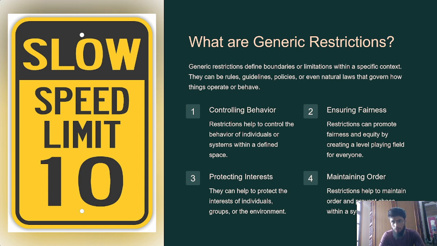These are the four restrictions we can see in this PPT: controlling behavior, ensuring fairness, protecting interests, maintaining order. Controlling behavior: restrictions help to control the behavior of individuals or systems within a defined space. Ensuring fairness: restrictions can promote fairness and equity by creating a level playing field for everyone. Protecting interests: they can help to protect the interests of individuals, groups, or the environment. Maintaining order: restrictions help to maintain order and prevent chaos within the system.